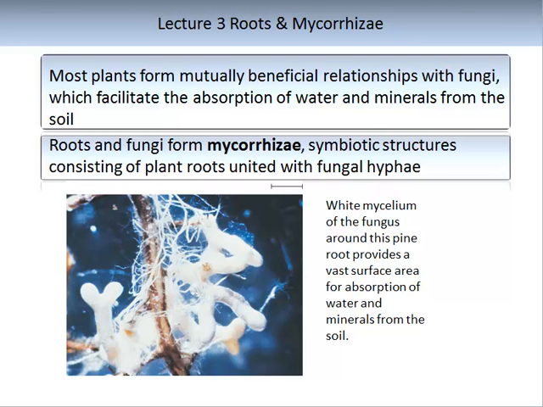The image on the slide shows one such relationship. The brown structure in the centre is the root, and the white structure around the outside is the fungal structure. This image shows white mycelium of the fungus around this pine root. What you will note is that the fungus provides a large surface area, therefore you can actively increase the absorption of water and minerals from the soil. Symbiotic means that it is good for both components of this relationship. The plant gets to absorb more water and nutrients, while the fungus is fed or given substances to enable this relationship.